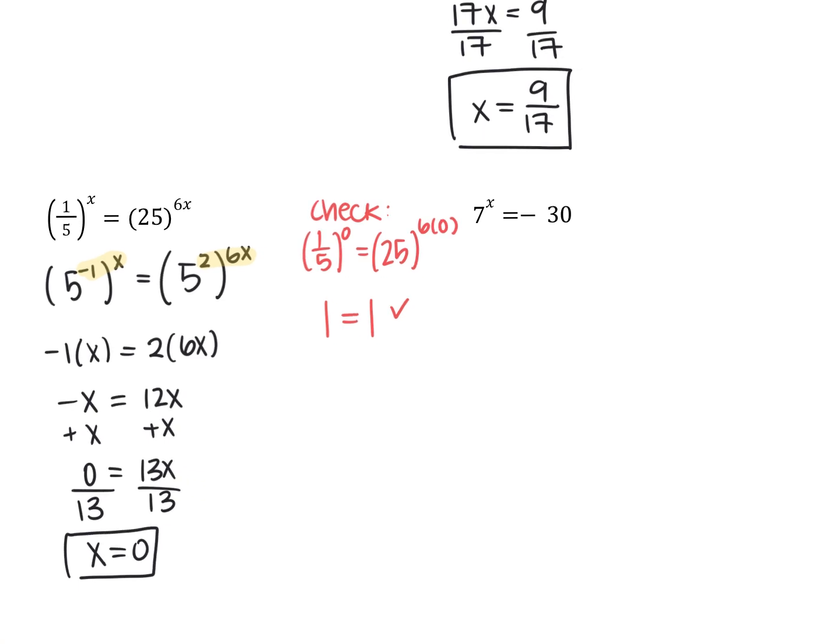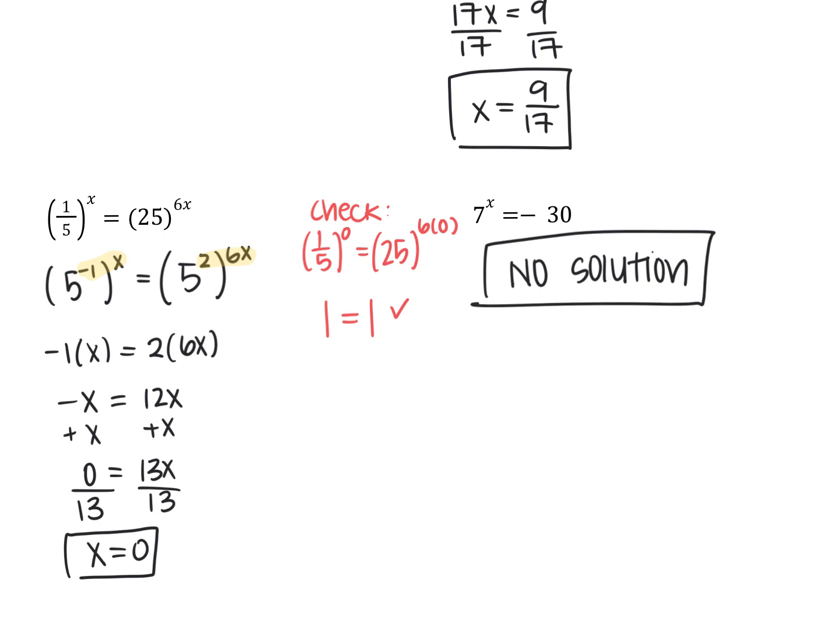All right, last example. We have 7 to the x equals -30. So there's a couple problems with this equation. Number one, we discussed this previously. If you have just a number raised to an exponent, it can never equal a negative number. So 7 to the x equals -30 has no solution, because an exponential equation cannot equal a negative number unless there's something else happening. So just a number raised to the x cannot equal a negative.